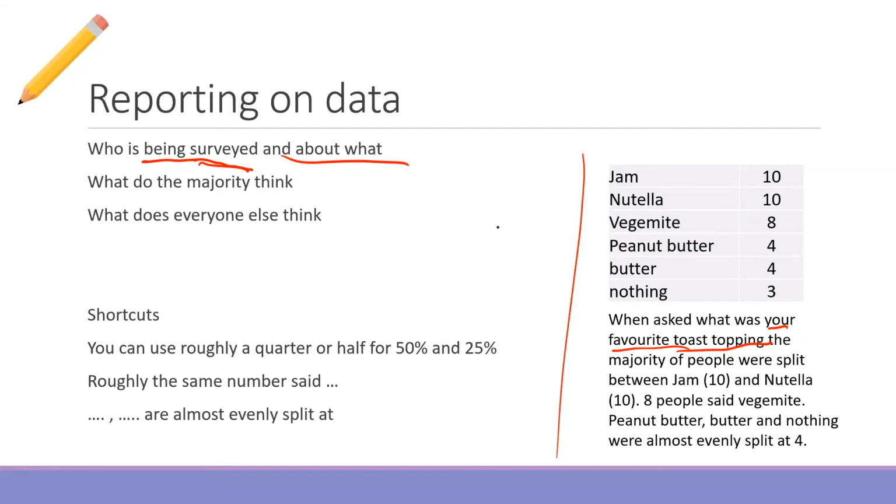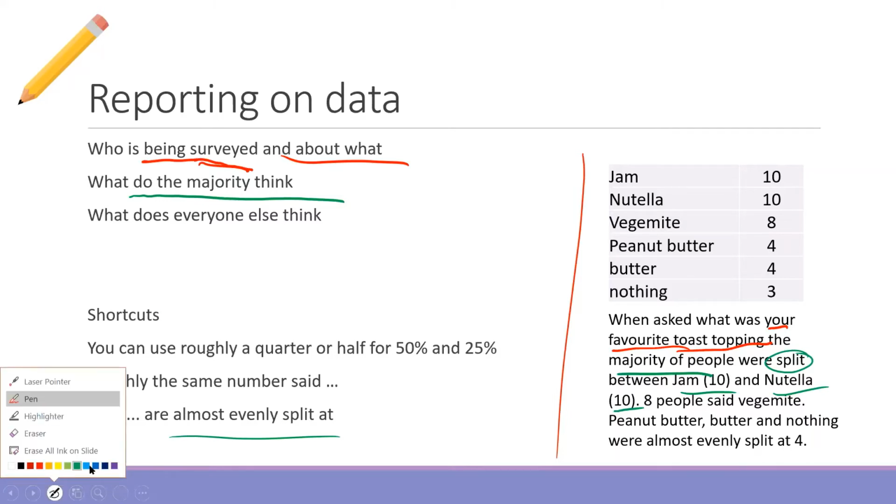The majority of people, the next part is, of course, to talk about what's going to be the majority of people. The majority of people were split. Now, notice how I've used a bit of a shortcut. I've said we're split between jam and Nutella. The reason I've done it like that is because then I don't have to go back and say the majority of people said 10 people like jam and 10 people like Nutella. I can just combine the same phrase in one. And usually if you have two numbers that are really close, it's a really quick and easy way to do it.